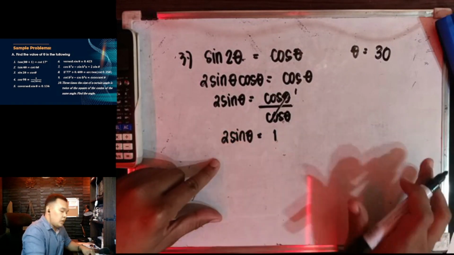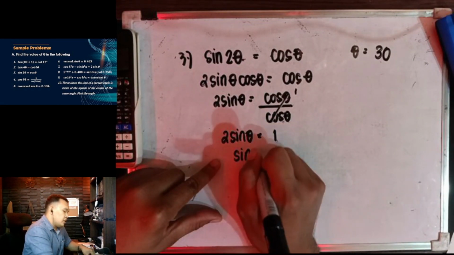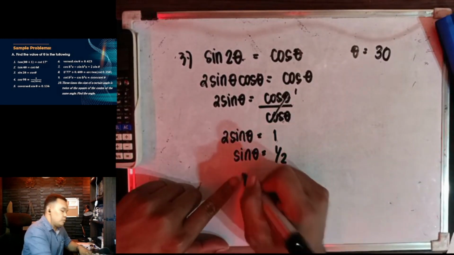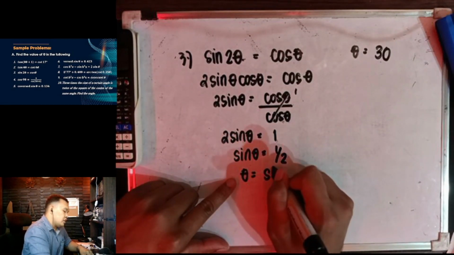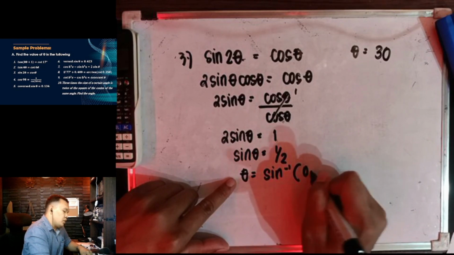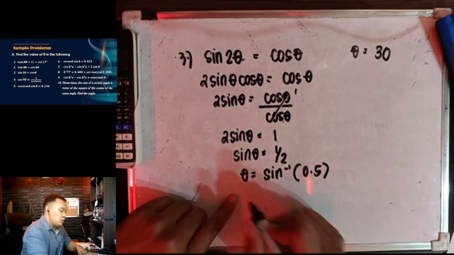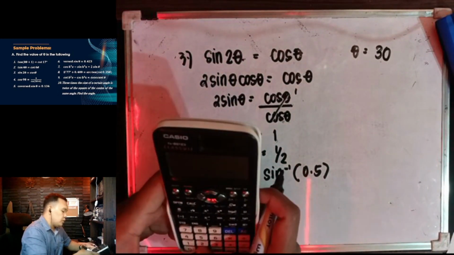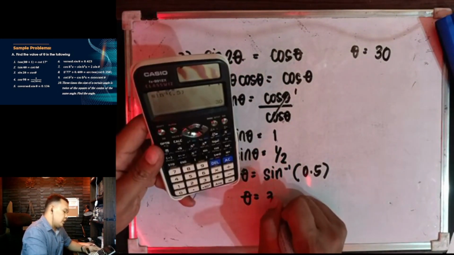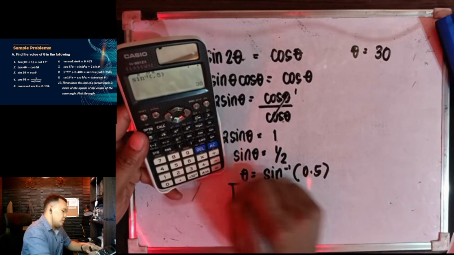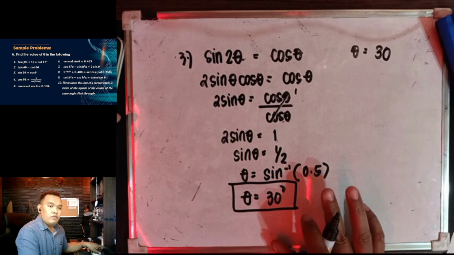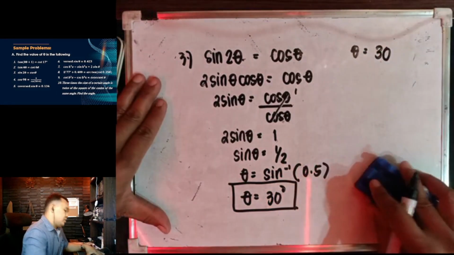Lipat ko yung 2 sa kabila, magiging sine theta is equivalent kay 1 over 2. Then, arc sine of sine theta is equivalent kay arc sine 0.5 or 1/2. So, theta is equivalent kay arc sine 0.5, which is equivalent kay 30 degrees. Okay? So, yun. We have problem number 4.